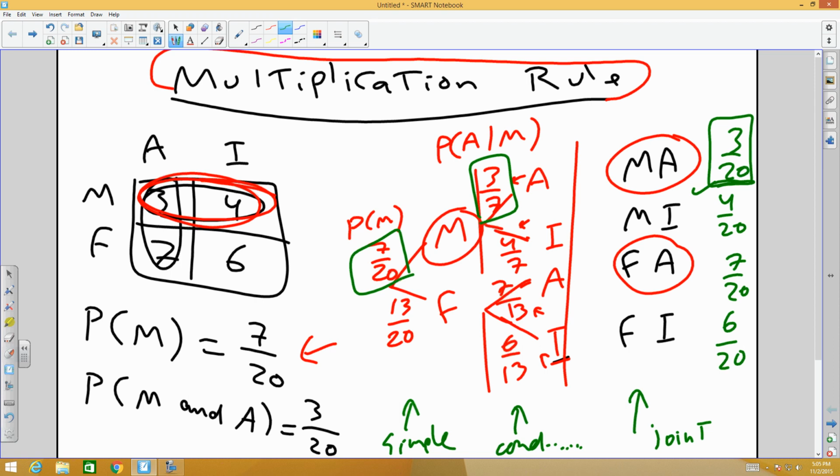Is this just by chance happening? Is it just coming by coincidence? Just multiply this number and this number, and it gives you 3/20. Yeah, if you know how to multiply fractions. Do you know how to multiply fractions?